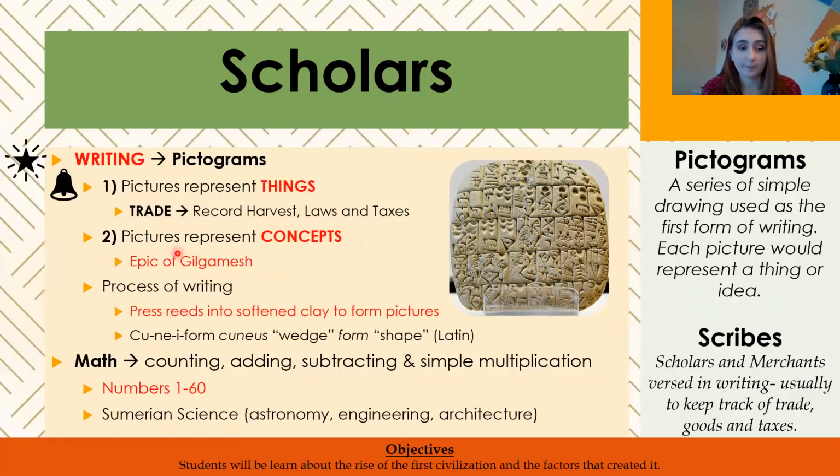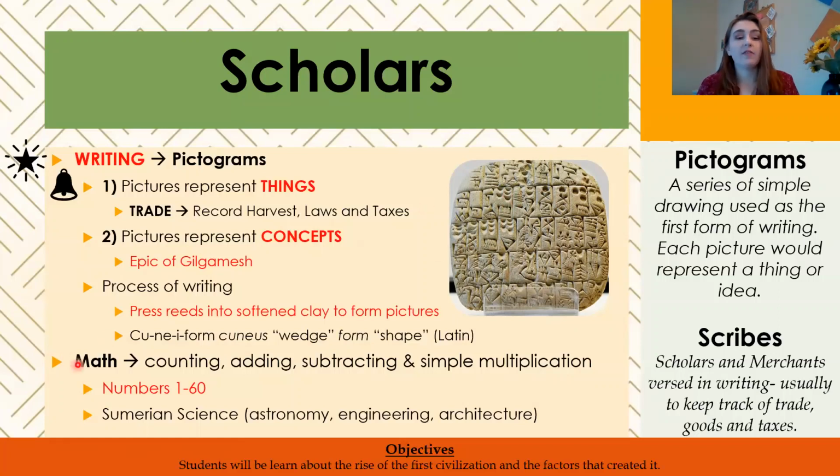and his adventures. The process of writing that we would see in pictograms was that they would press reeds into softened clay to form pictures, and then the clay would harden and you would have a tablet of information. This early form was called cuneiform, cuneus meaning wedge and form meaning shape. This picture represents early cuneiform, and you see these cross hatches and little wedge shapes that come from the long reeds they would press into the clay.